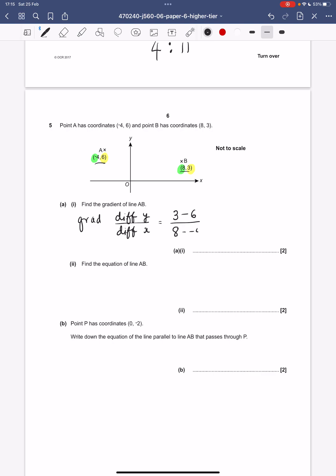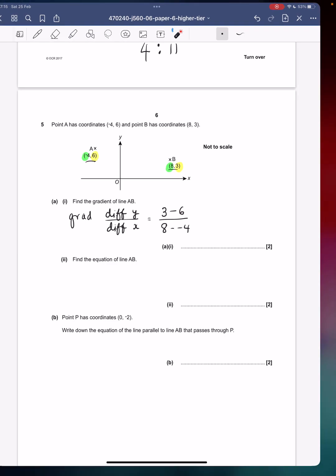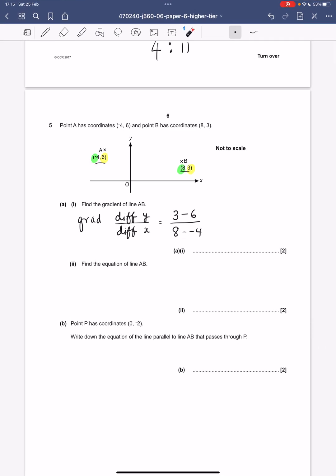8 minus -4. Okay, so on the top I've done the second y take away the first y, and on the bottom the second x take away the first x, and because it's minus 4 there, I need to put that extra minus in. So it's minus 3 over 12, so it's minus a quarter.